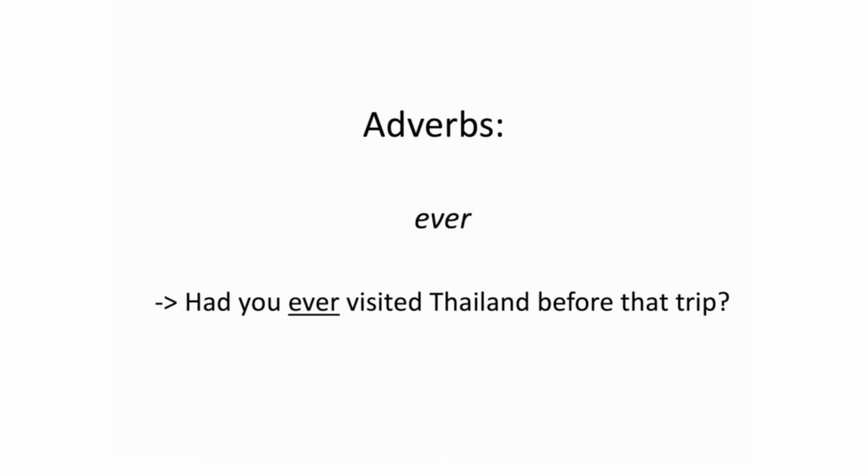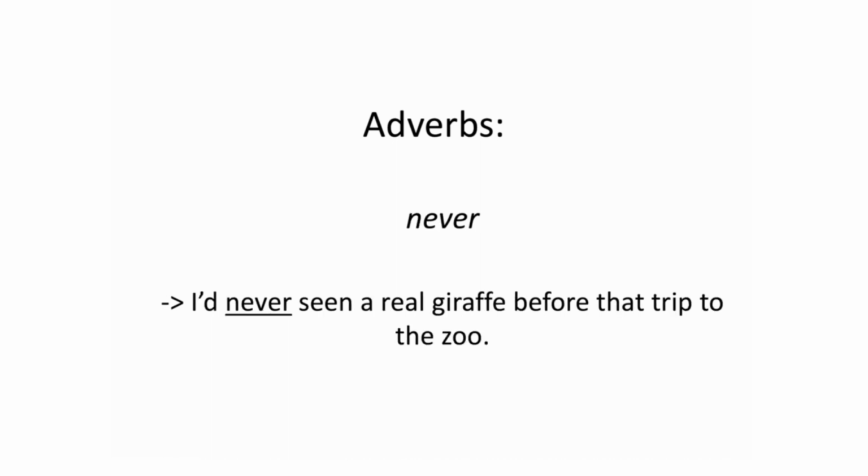Ever, which means at any time before the specified time. "Had you ever visited Thailand before that trip?" The specified time is that trip, and ever indicates any point in time before the trip. Never, which means at no time before the specified time. "I had never seen a real giraffe before that trip to the zoo."